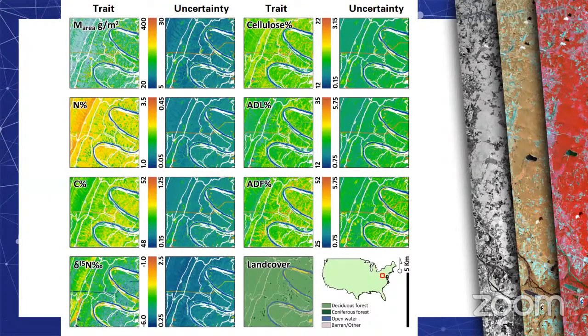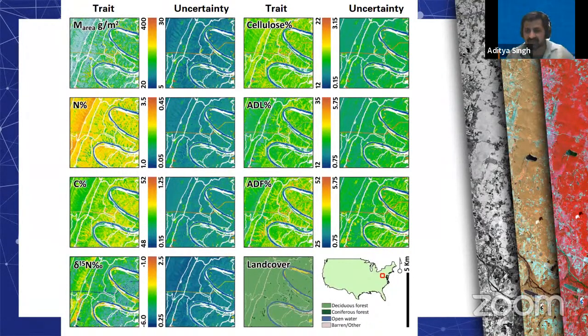So way back when we just had NLCD, or the National Land Cover Database, this is a program in the US that takes Landsat data and makes land cover maps on an annual basis for the entire US.